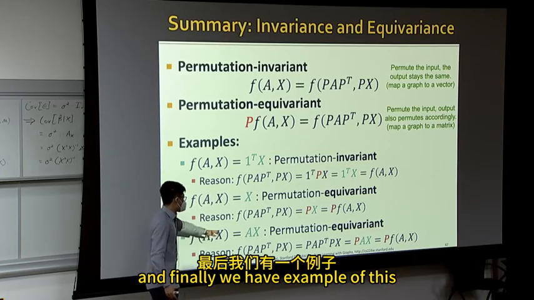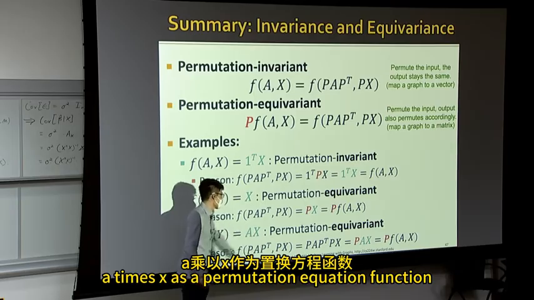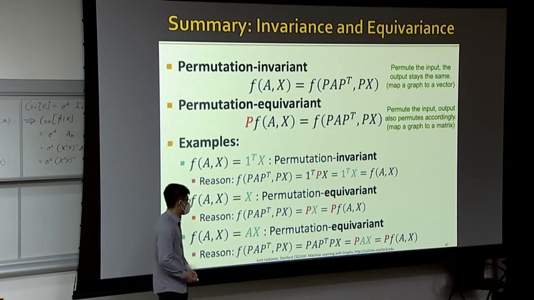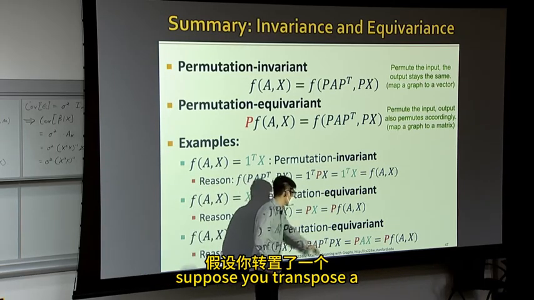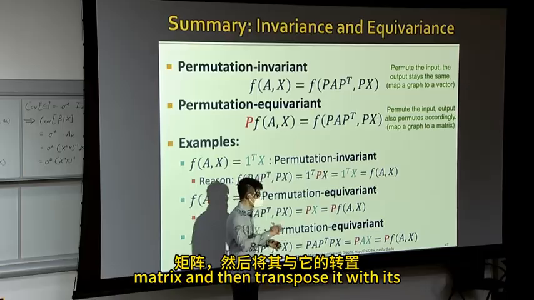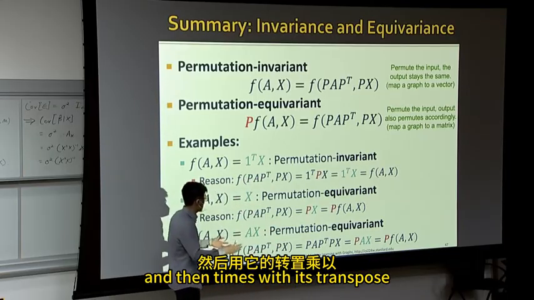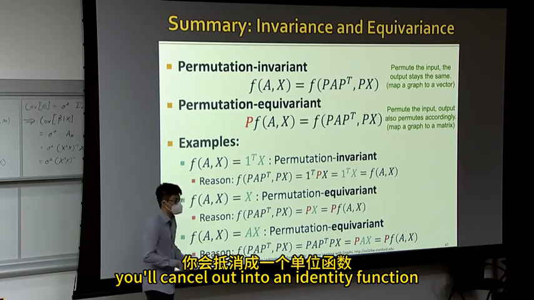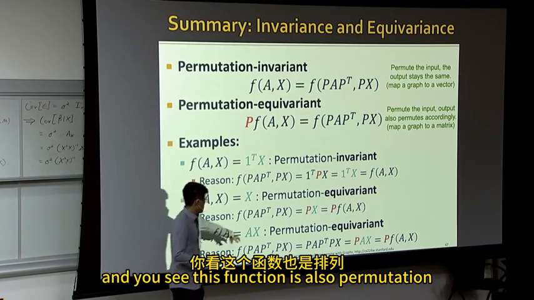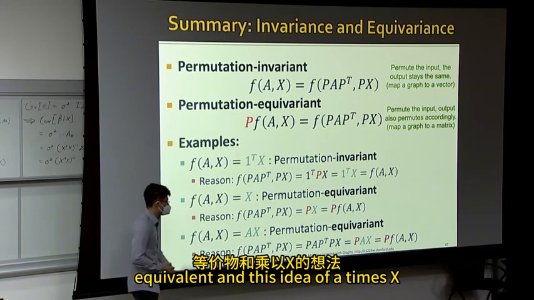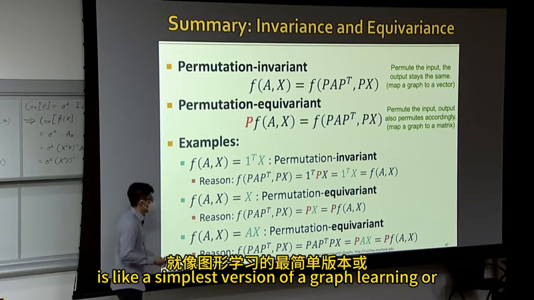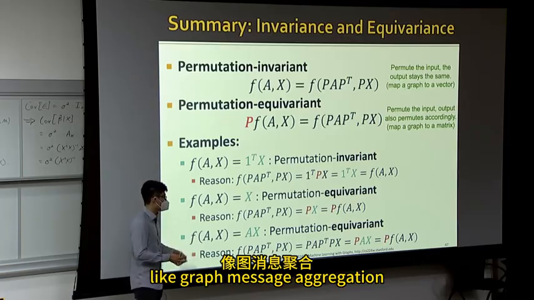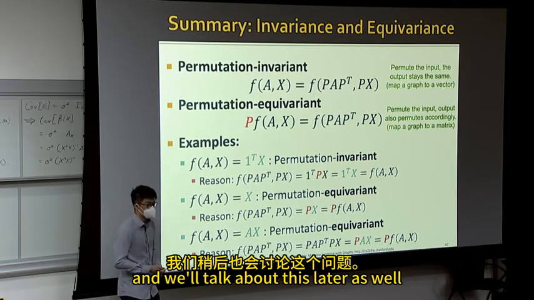And finally, we have the example of A times X as a permutation equivariant function. And here we use the property that if you multiply a permutation matrix by its transpose, they cancel out into an identity. And you see this function is also permutation equivariant. And this idea of A times X is the simplest version of graph learning, or graph message aggregation. And we'll talk about this later as well.